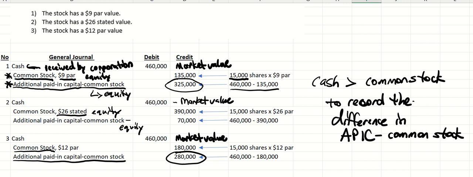Remember these two, common stock and additional paid in capital common stock, are equity accounts. So on the balance sheet, underneath the equity section, you will see first common stock, comma, $12 par. And then you're also going to see right below it additional paid in capital dash common stock, and you're going to see the amount as well.